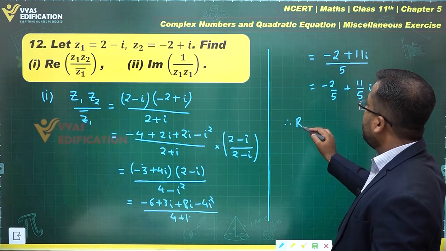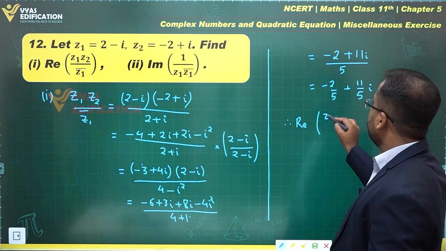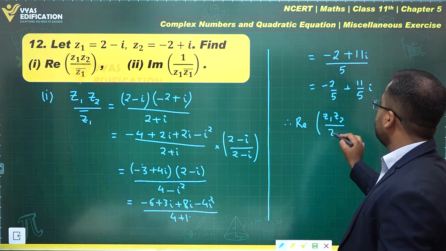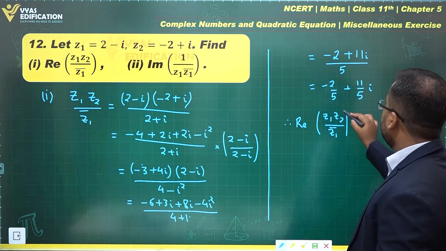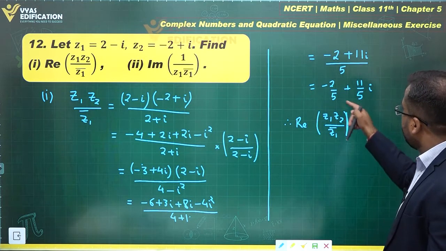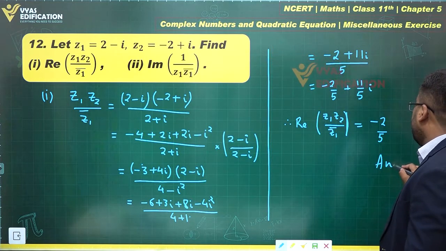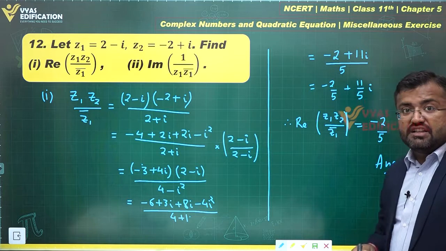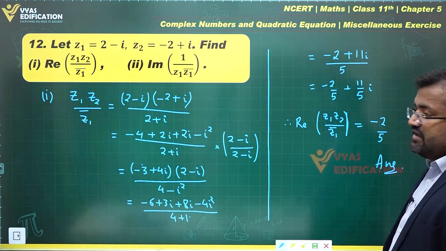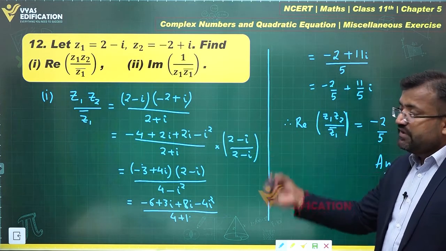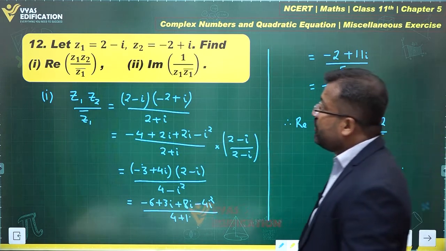Therefore, the real part of Z1 Z2 over Z1 bar is actually equal to what? The real part of this whole thing, as you can observe, is simply minus 2 by 5. And yes, that is my answer for this question over here. This is the first part of this question. Let's take a look at the second part.